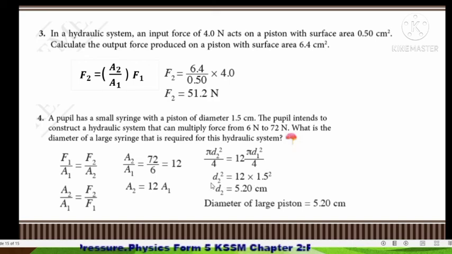Okay, so we can cancel pi here, and 4 here also can be cancelled. Thus we get D2 squared equals 12 times 1.5 squared. So you just calculate this using a calculator. We get D2 equals 5.2 centimeter. Thus, the diameter of the large piston equals 5.20 centimeter.